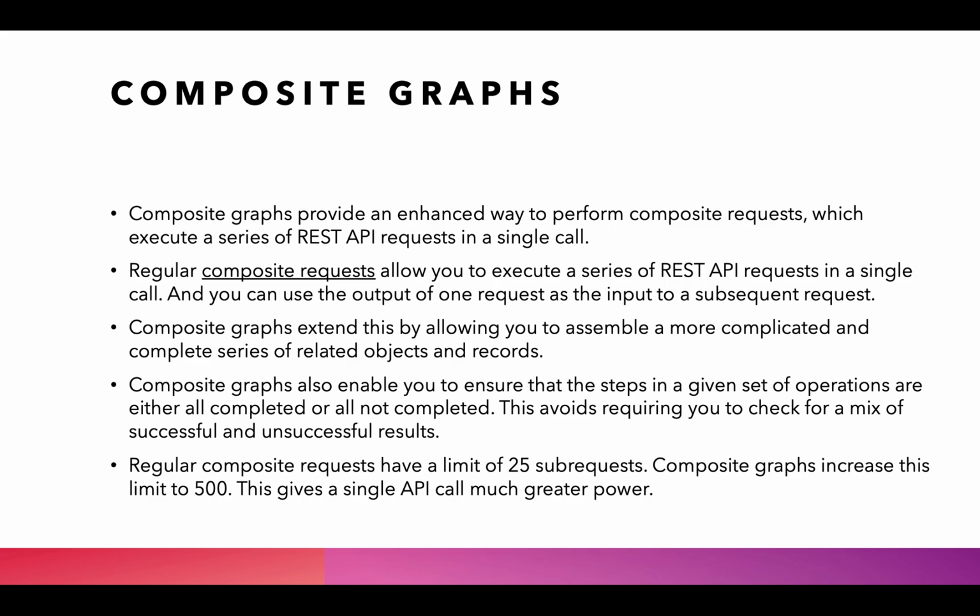This avoids requiring you to check for a mix of combinations, like one request being successful while another goes unsuccessful or errors out for any reason. So you can make use of that particular flag, all or none. Again, the regular composite request has a limit of 25 sub requests, whereas composite graph increases this limit to 500. So it has increased the capability of multiple requests within a single REST API call many-fold. Within the composite request, 25 sub requests were allowed, whereas with graphs we are able to do up to a limit of 500 requests.